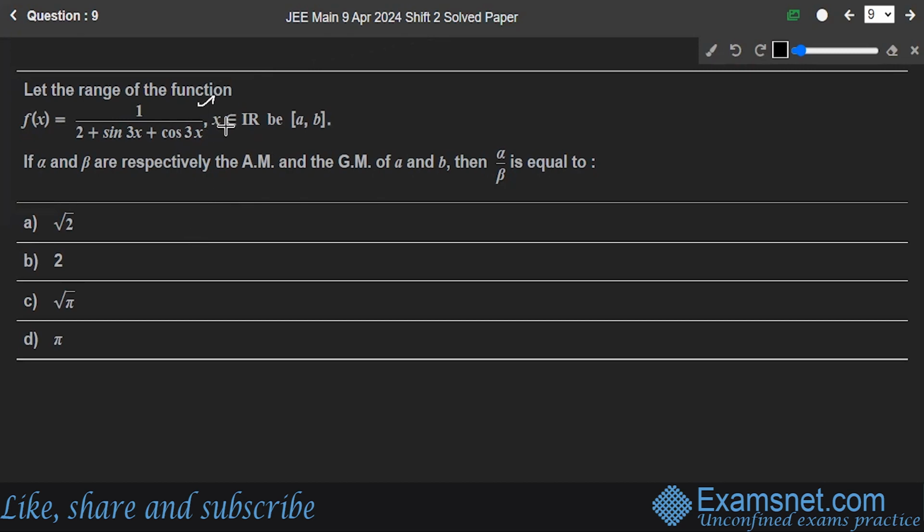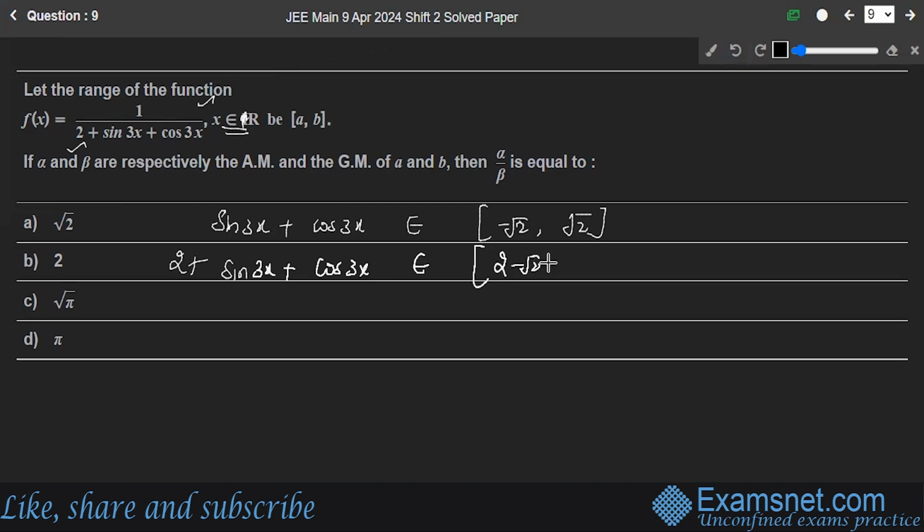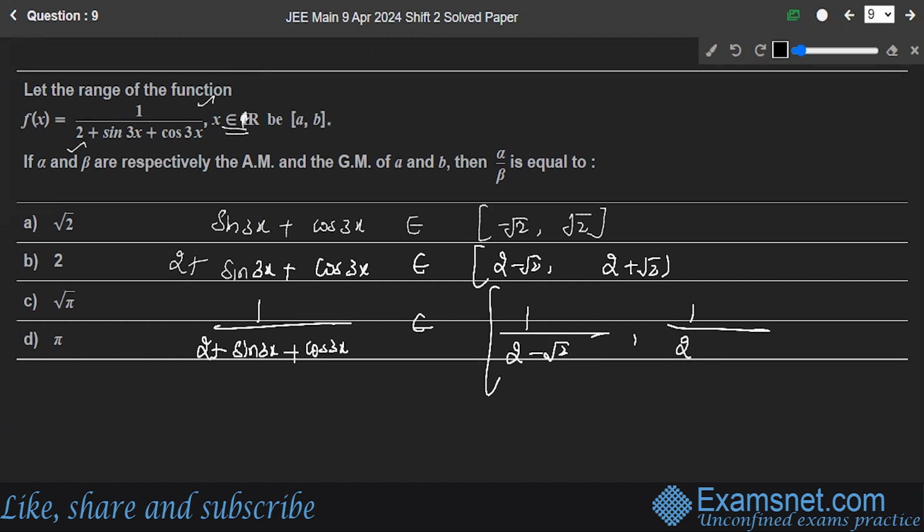If I see the value of here, x belongs to the real numbers. So if I see sine 3x and cos 3x, you know, this lies between minus root 2 and root 2. This is the range of it. And if I just add a 2 on this side, so this will be 2 plus sine 3x cos 3x. This will belong to 2 minus root 2 and 2 plus root 2. And 1 upon 2 plus sine 3x cos 3x will belong to 1 upon 2 plus root 2 and 1 upon 2 minus root 2. All right. And so this belongs to this limit.